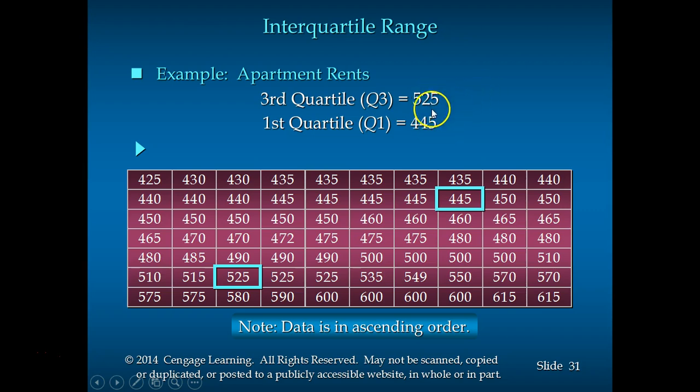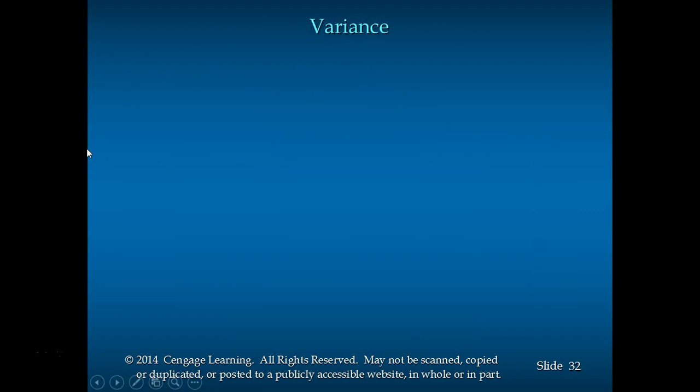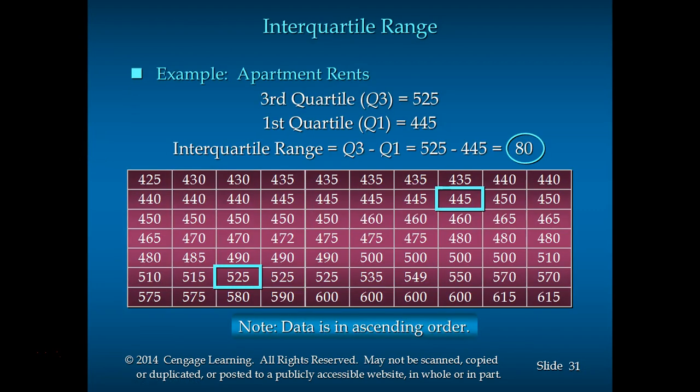They're within $100 of each other. So you get a whole bunch of rents. 50% of rents are between 445 and 525. This is what it's saying. Or within $100 of each other, you can say, okay? So this is pretty good. It's actually $80, okay? Interquartile range: again, subtract the first quartile from the third quartile, okay?